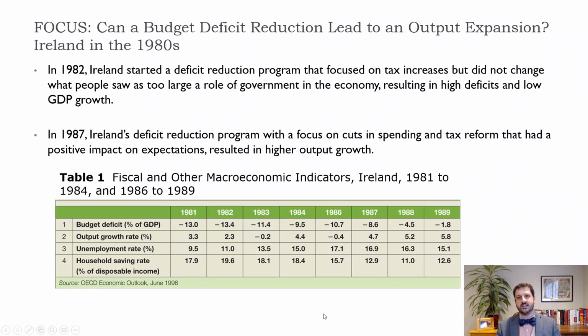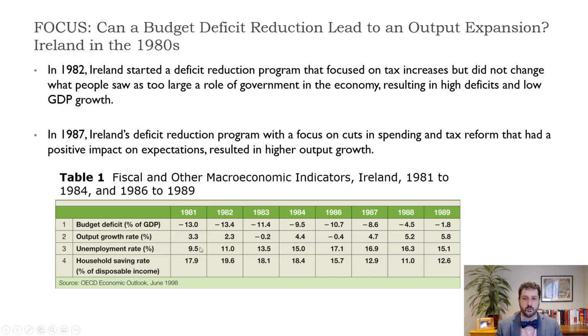So here's an example where Ireland cut its budget deficit fairly significantly, from 13% in the early 1980s to about 2% in the late 1980s. And GDP growth went down and then it went back up, but the unemployment rate was quite high, right? And so it's not clear that that was a great thing for the economy.